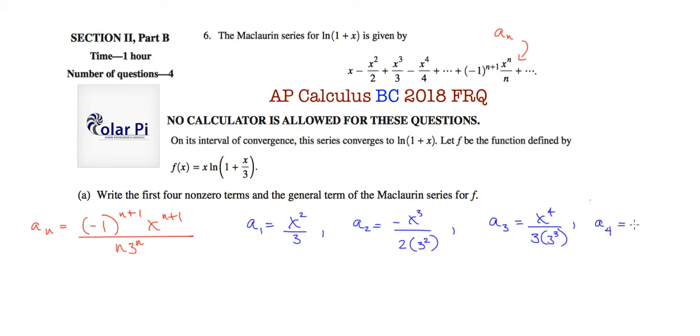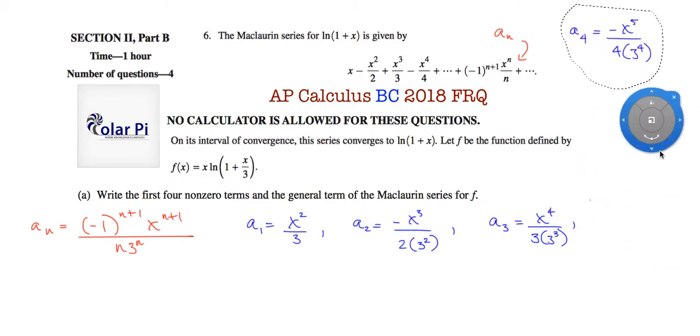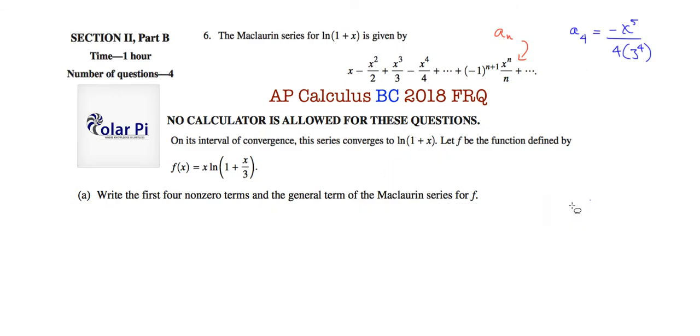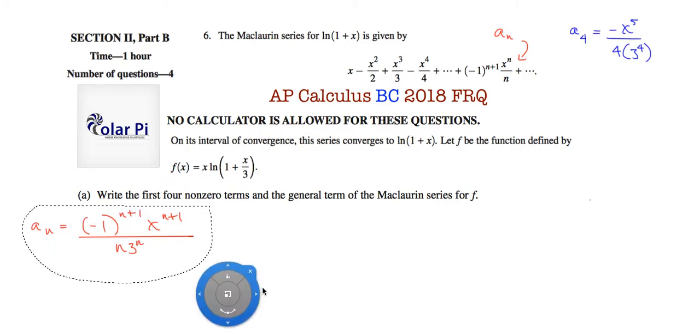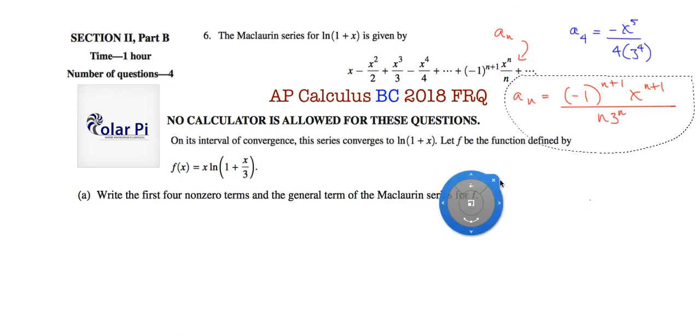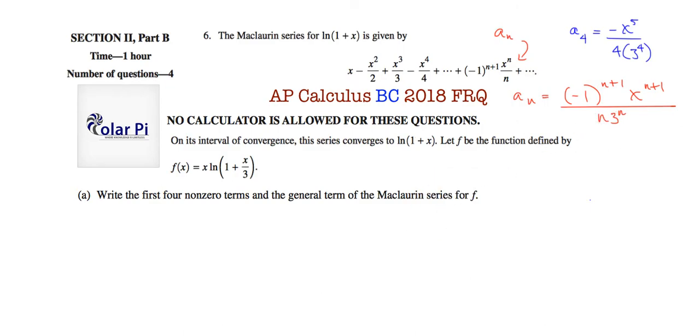And so we'll have -x to the 5th, and then divided by 4 times 3 to the 4th. And not much simplifying we can do here, right? Okay, cool. Now, because we'll need this 4th term for something we have to do later in part C, I'll set it aside here, but we're done with part A, so I'm just gonna delete these. Maybe I shouldn't, because we also need a sub n. So let me keep a sub n, right? Okay, so a sub n is right there. And again, this a sub n is for f, in case you're dozing off.